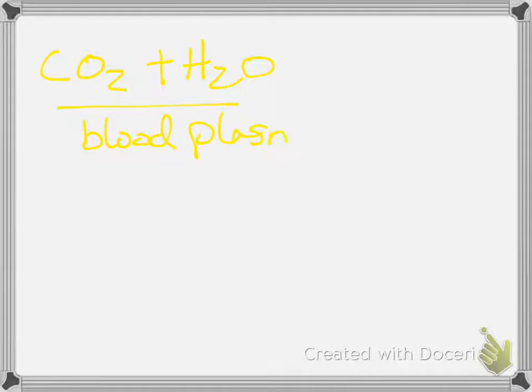So, in the tissues, in the blood plasma, carbon dioxide is released, right, from respiration. We also know that water is also released from respiration. What they do immediately in the blood plasma, so this is happening in the blood plasma, they're going to combine and they turn into carbonic acid.